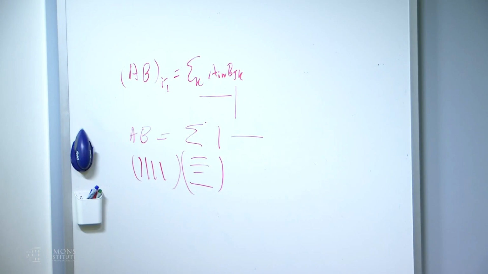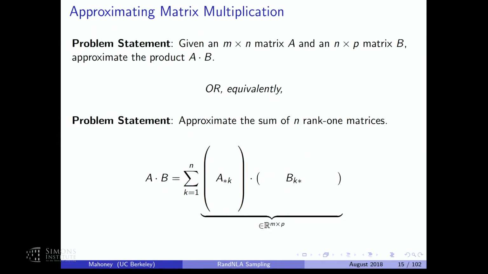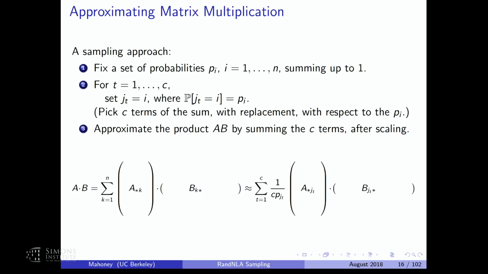And so think of it as a sum of outer products. Now, don't think of it naively this way, because you might not access the data this way, but this is sort of what's going on under the hood, I think. And so the sampling approach basically says, fix some set of probabilities, whatever you want. It could be what we're talking about. You'll see in the second hour, it could be another thing.